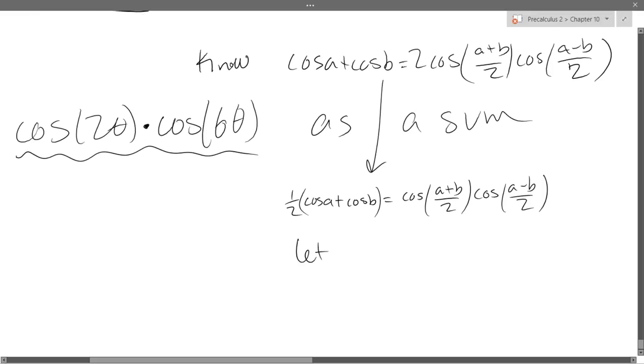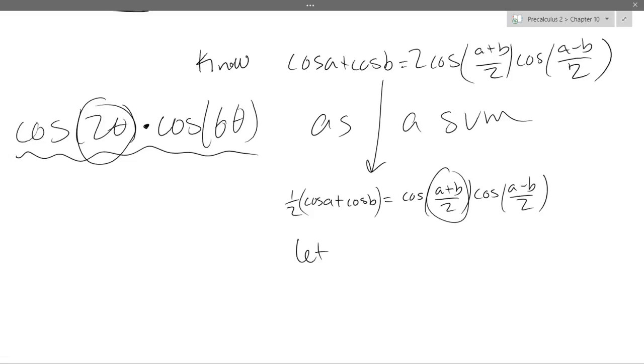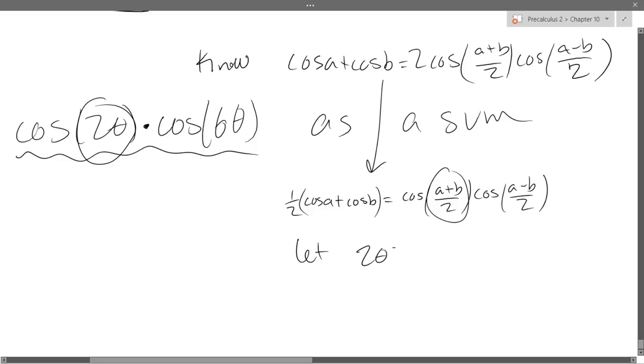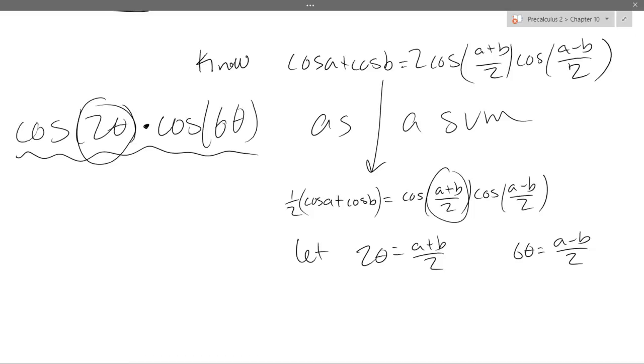So I'm going to make a substitution. 2 theta, I'm going to set equal to A plus B over 2. That might seem a little strange. So I'm going to let 2 theta equal A plus B over 2. And what should 6 theta equal? A minus B over 2. So now I want to know what is A, what is B in terms of theta. So we have two equations, and now it looks like theta is unknown, but what I really want to do is solve for A and B in terms of theta. So theta is, just think of it as some constant.